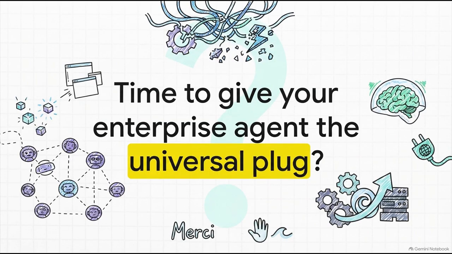So, I'll leave you with this thought as we wrap up this explainer. As you start scaling multi-agent deployments across your entire organization, how are you going to protect their cognitive bandwidth? Are you going to keep hard-coding those fragile API wrappers that break with every single update? Or is it finally time to give your enterprise agent the universal plug?